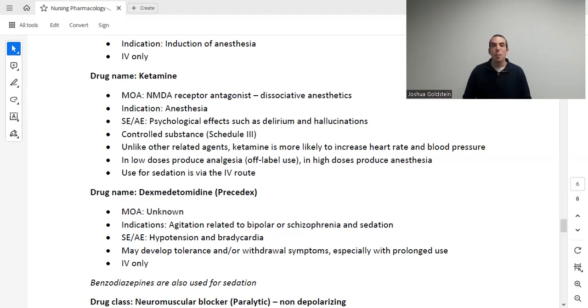and after treatment. Patients may develop a tolerance to this, and they may need increasingly higher doses. Plus, when a patient's been on it for a while, they may have withdrawal symptoms as they come off of this. And again, this is an IV-only medication.